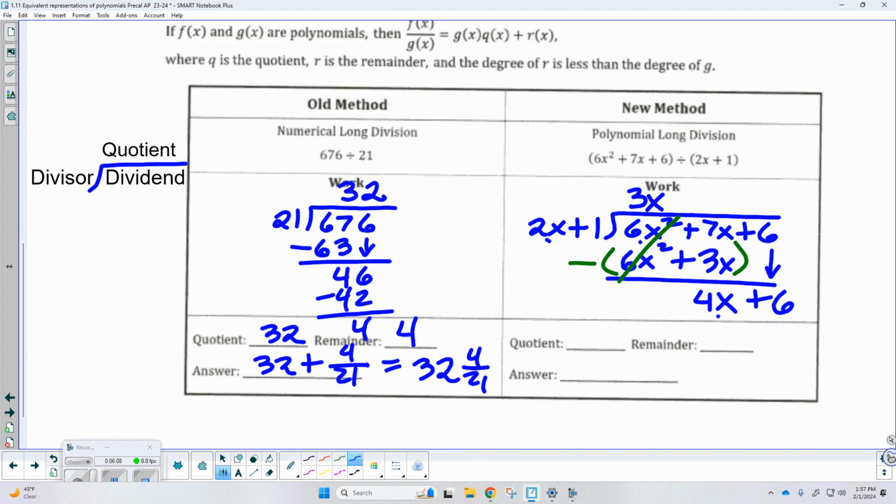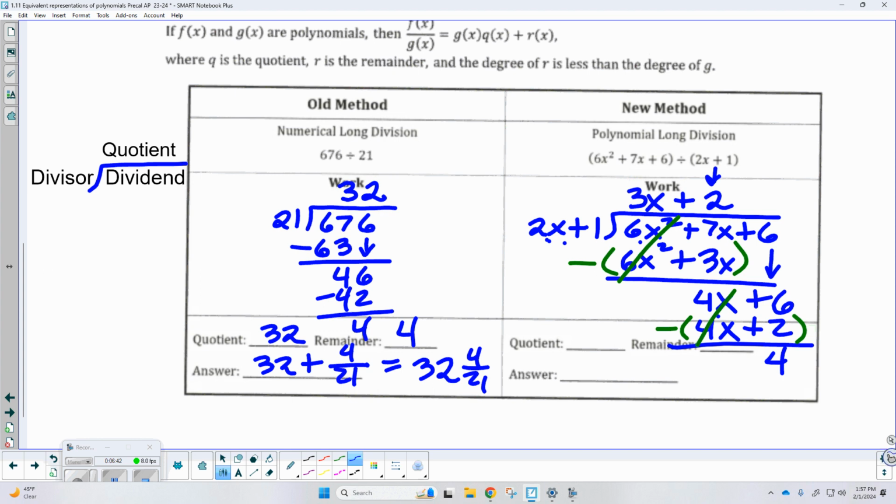Okay, so 2x times what would give me that 4x? 2. So because it's a positive 2, I'm just going to put plus 2. And now I want to distribute this 2 across the divisor. So 2 times 2x, and then 2 times 1. Once you multiply, then you go ahead and subtract. Okay, so 4x minus 4x, once again, they are gone. And then it looks like my remainder is going to be what? 4.